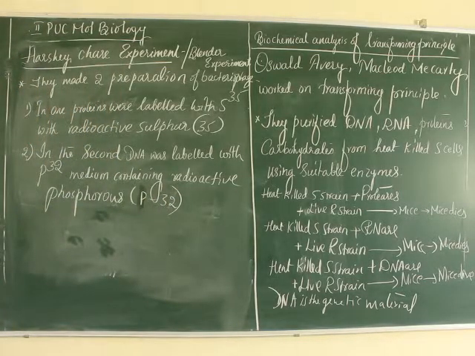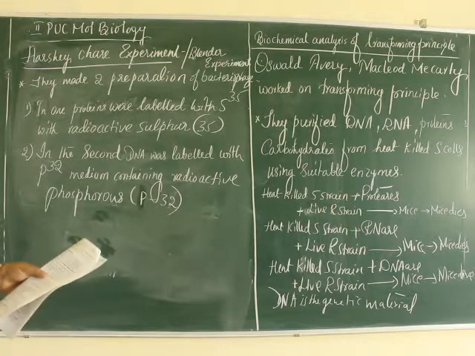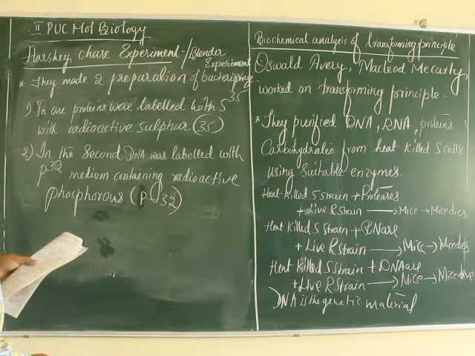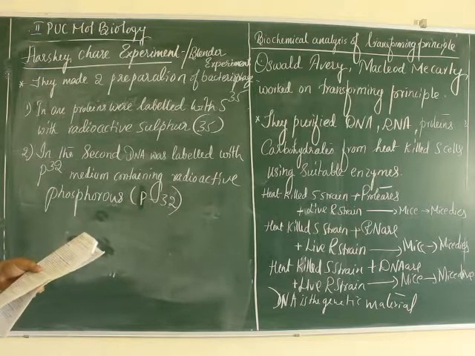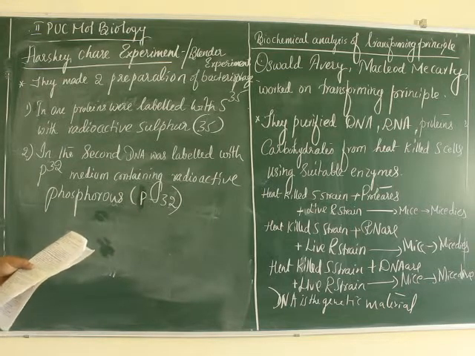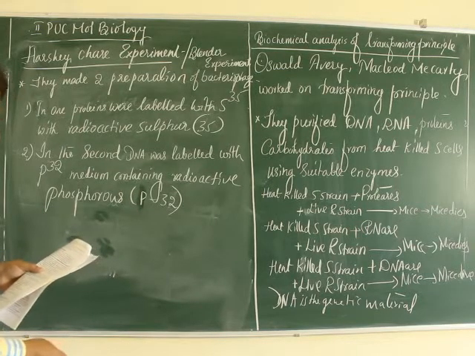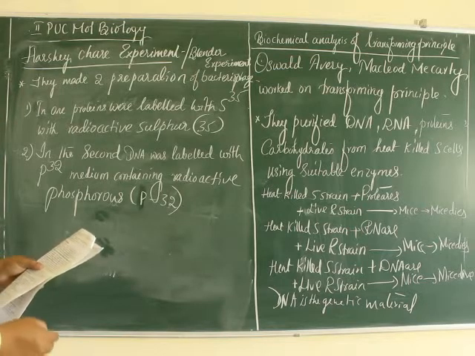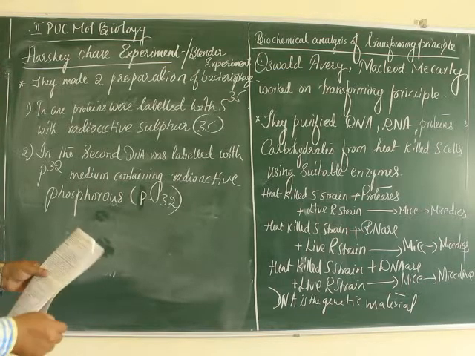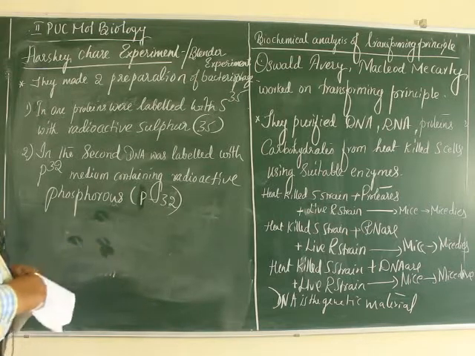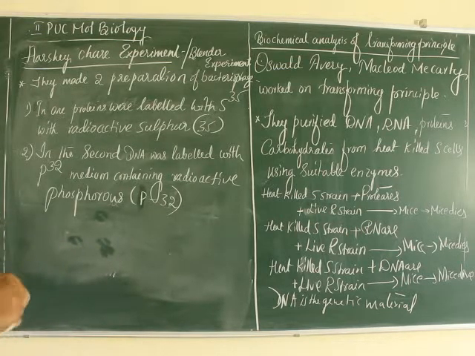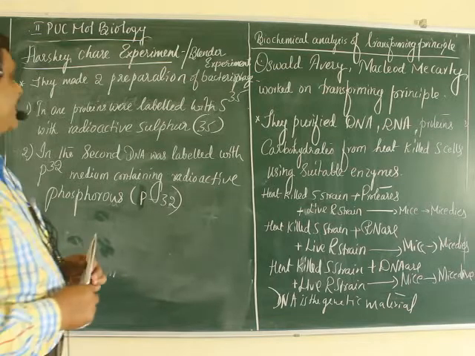Then after this, the preparations were used separately to infect E. coli. After infection of E. coli, cells were gently agitated in the blender to separate the phage particles from the bacteria. Then they used centrifugation. I'll explain it in detail in the next video.